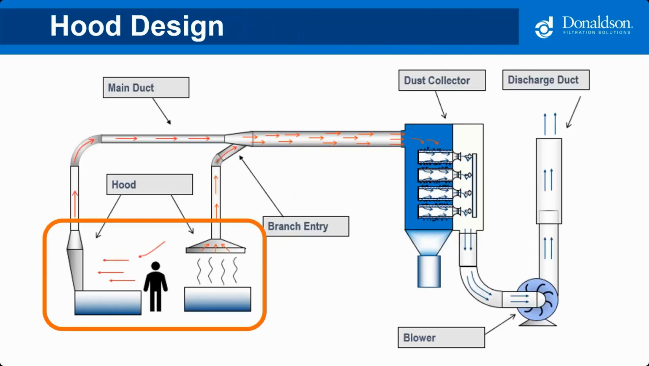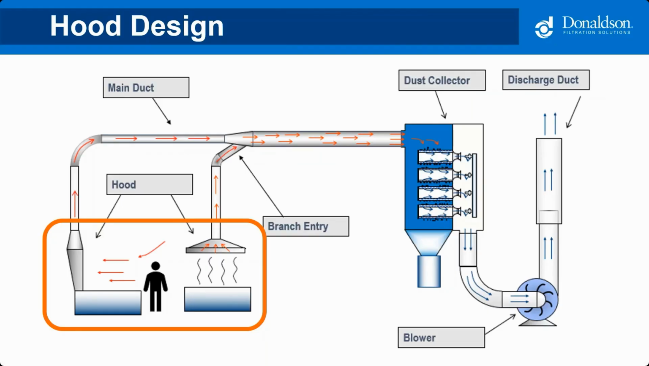So the first component that we're going to take a look at is the hood. This is where it all starts. It's the critical component of a system design that allows for containment and collection of that fugitive dust. A well-designed hood should be able to pull the particulate away from the operator's breathing zone.